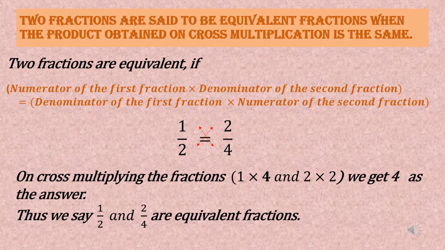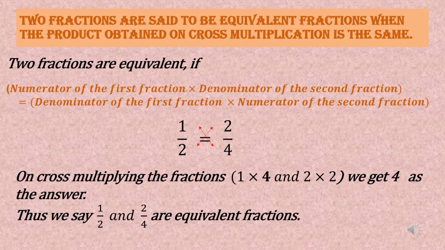Two fractions are said to be equivalent fractions when the product obtained on cross multiplication is same. Two fractions are equivalent if numerator of the first into denominator of the second is equal to denominator of the first into numerator of the second.